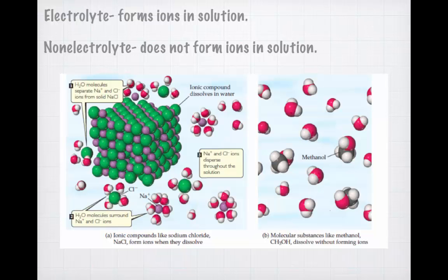When you're dealing with a molecular substance, however, if you look at B, it does not form ions in solution, and therefore methanol or any other molecular substance is called a non-electrolyte because it doesn't form ions. So electrolytes do form ions, like in A with NaCl, and B, as you can see, dissolves, but when it dissolves, it does not break up into ions, and therefore it is a non-electrolyte. Looking back at the concept of conductivity, non-electrolytes do not conduct electricity because they do not break apart into ions.